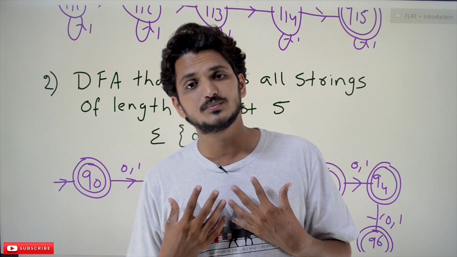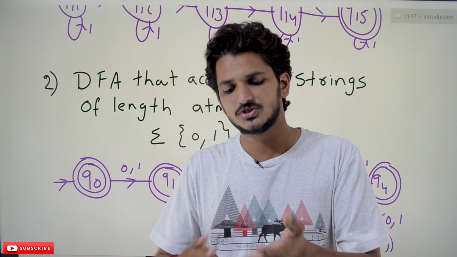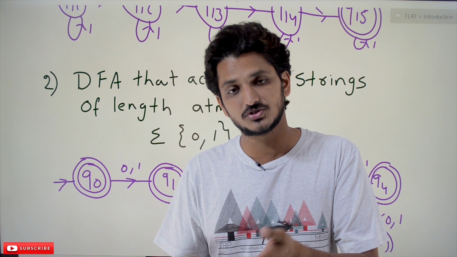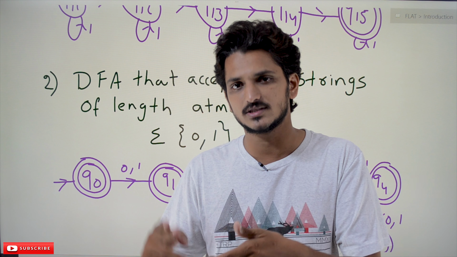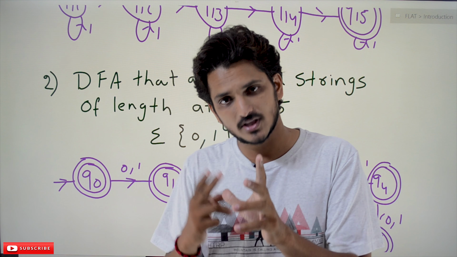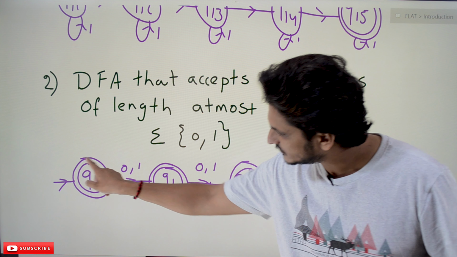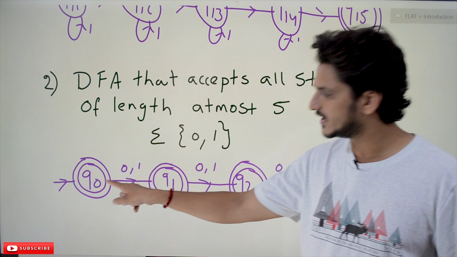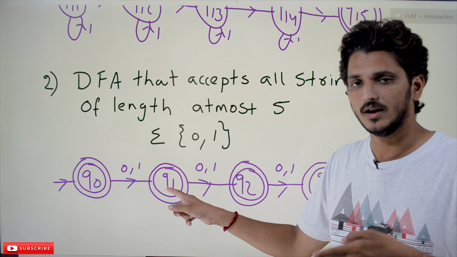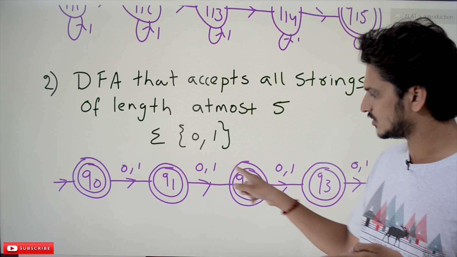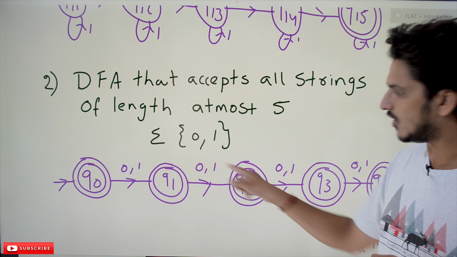It means we can accept strings of at most 5: a string of length 0 is accepted, length 1 accepted, 2 accepted, 3 accepted, length 5 accepted, and length 6 not accepted. So the input symbols are 0 and 1. That's why the initial state is considered a final state. After that, whatever you see, 0 or 1, we are moving here, because the length of the string is now 1. After that, if you see 0 or 1, we are moving to this. All these are final states.